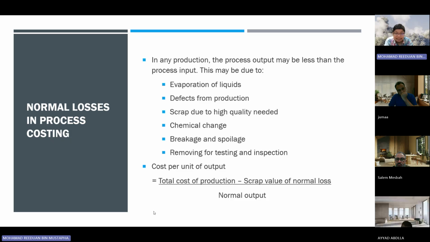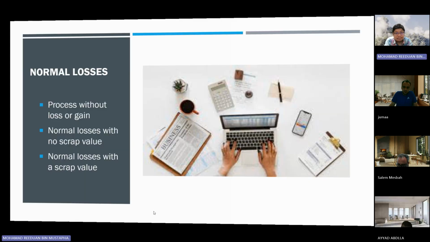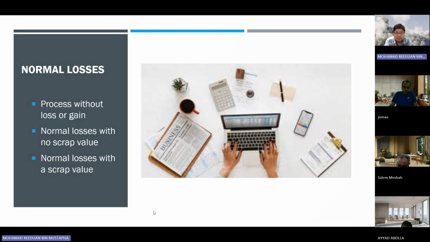Okay, so then there is normal loss. You already expect that you lose certain costs in the operations. That is normal. So why do we have loss in this? This is normal when you're involved in this industry. The cost is very high, and the salary also needs to be high because the employees put themselves at risk in that environment. Okay, so these are the normal losses: process without loss or gain.